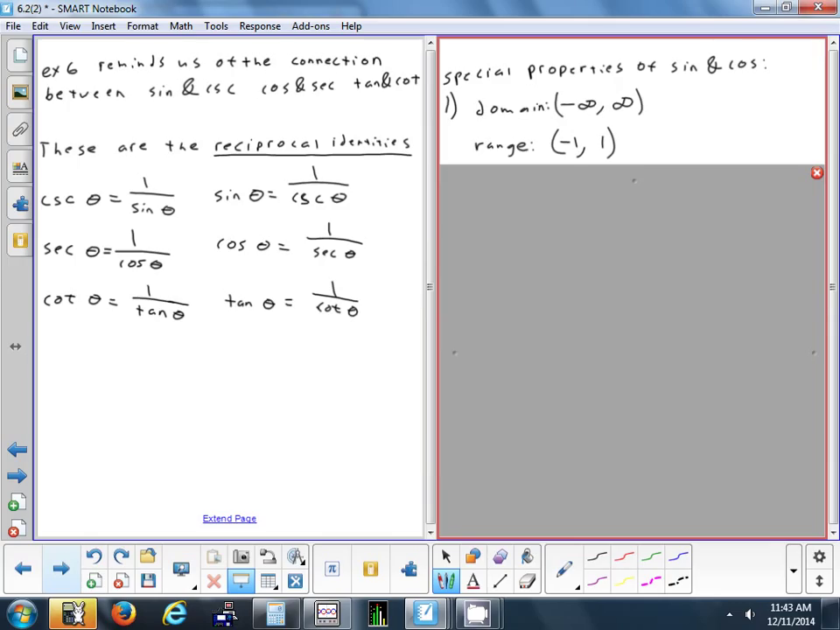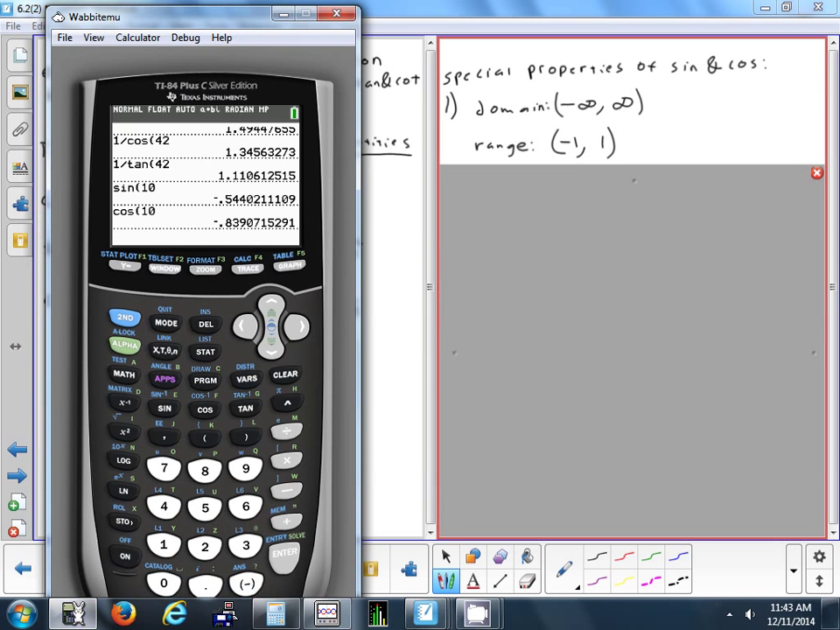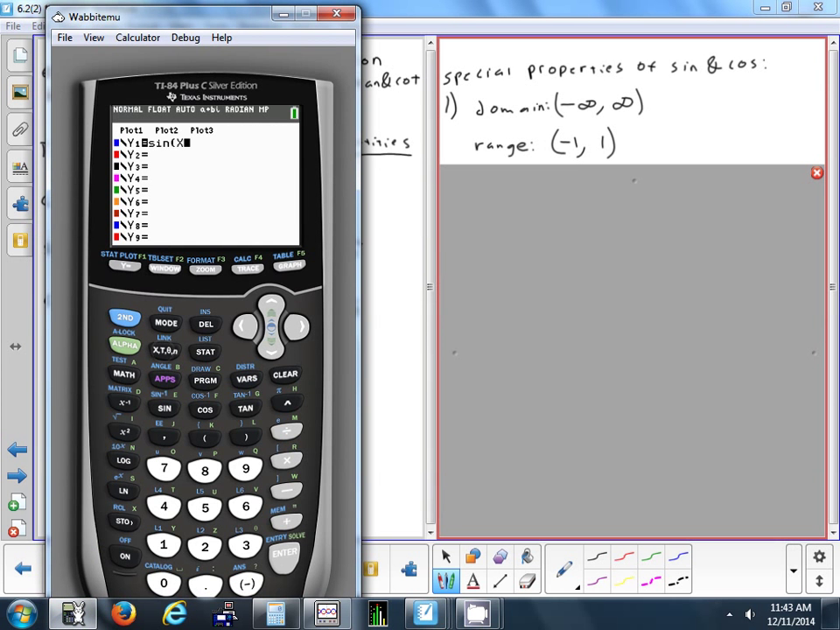Here are some special properties of sine and cosine. I'll graph it so you can see a picture, and you can write these down at the same time. Here's what sine looks like. It goes forever, left and right, never stops. So the domain is negative infinity to infinity.